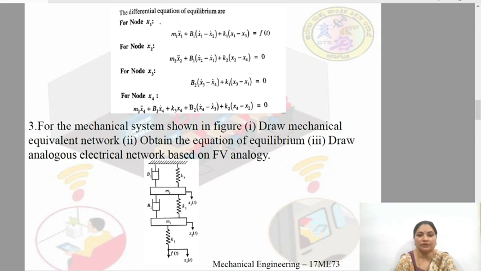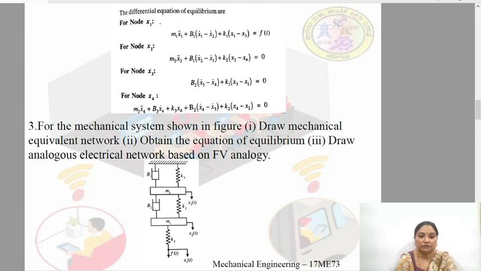Now, we will take another numerical problem on similar lines. For the mechanical system shown in figure, draw the mechanical equivalent network, obtain the equations of equilibrium, and third, draw the analogous electrical network based on force voltage analogy.